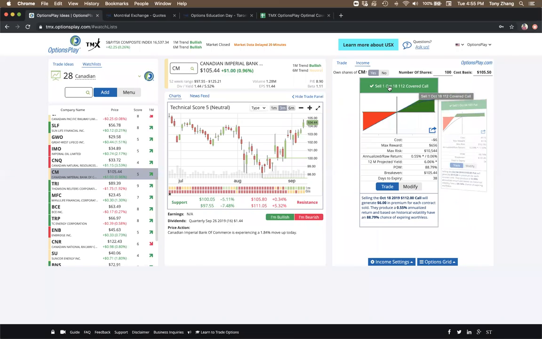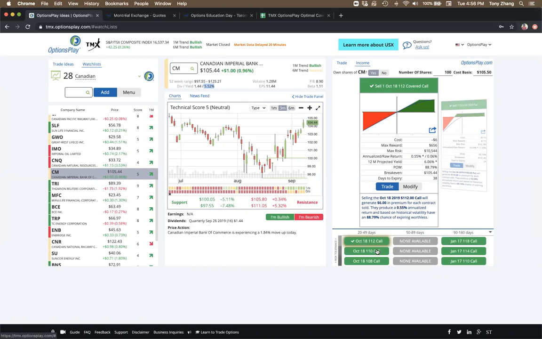So selling the October 18th 112 covered call, in this particular case, only generates $6 in income. So not much income, only 0.55% of annualized return on a stock that already pays you a 5% dividend. And this is really where we can use the options grid. We can take a look at what happens when we sell a 110 call. A 110 call generates $24 in income, which gives us a 2% yield. So this still is only half the dividend yield that I'm getting.